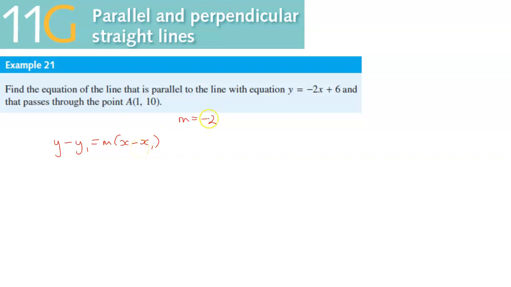My m is my negative 2. My coordinates here, x1 and y1, are there. So let's just substitute those in. Y minus 10 equals negative 2 brackets x minus 1. Now I'm going to expand the brackets. Be careful, I've got negative 2 times negative 1. Then I'm going to add 10 to both sides.